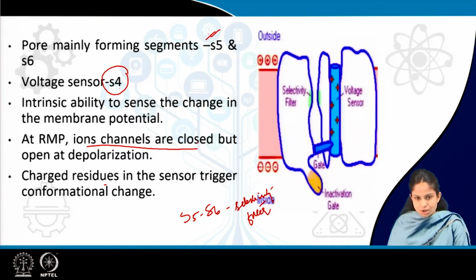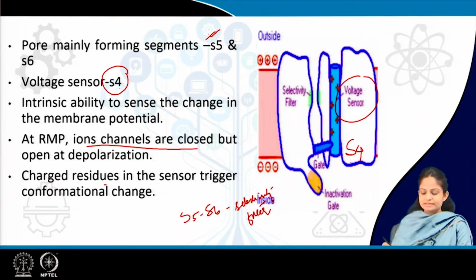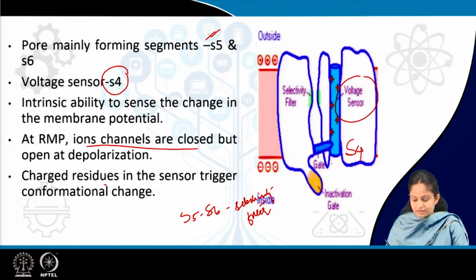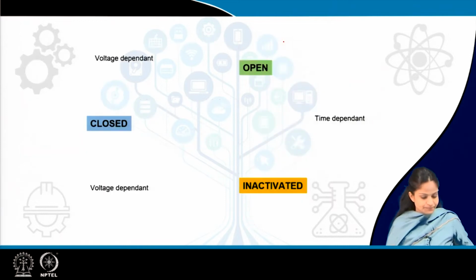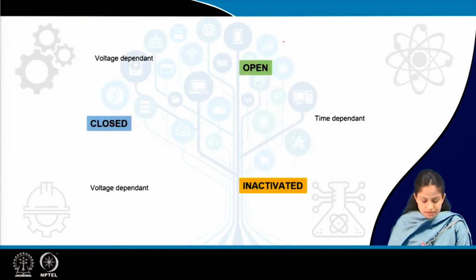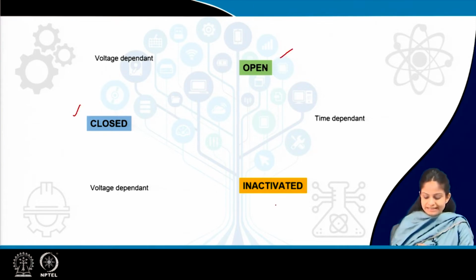Now, if we specifically talk about the voltage sensor, it is the S4 segment. We can see this S4 segment, this is the inactivation gate, and it bears the positive charges. Intracellularly we have the negative charge, and outside we have the positive charges. Now, how do the voltage gated channels work? First, they act in three modes: closed, open and inactivated state.